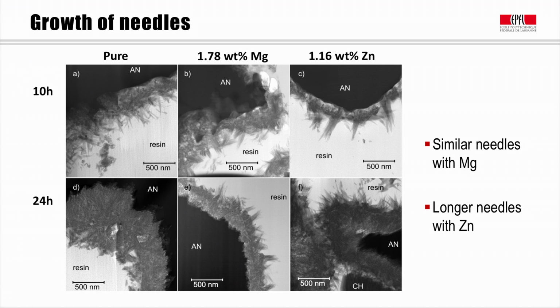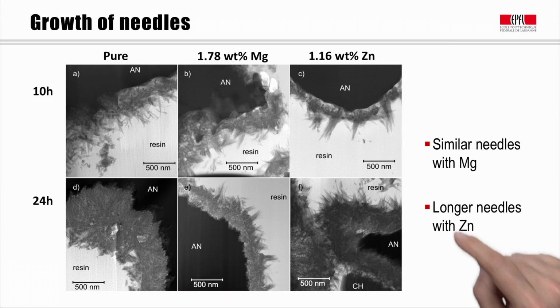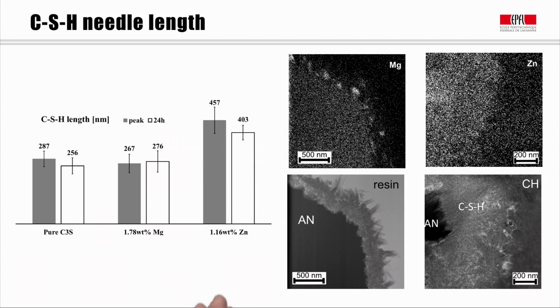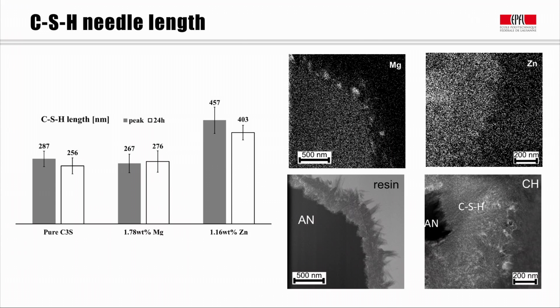So when we made the more detailed investigation by transmission electron microscopy, what we see here is that these needles that are growing out from the C3S surface are much longer in the case of zinc than in the case of magnesium and the pure case. And we could quantify that. So here we see the quantification of the needle length. We don't know exactly the mechanism, but we could see that the zinc is really incorporated into this CSH, whereas the magnesium is not really being incorporated at all. It's just occurring as these little isolated crystals.